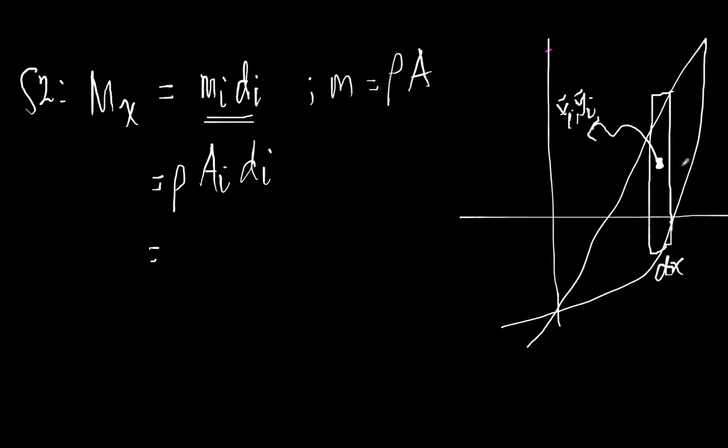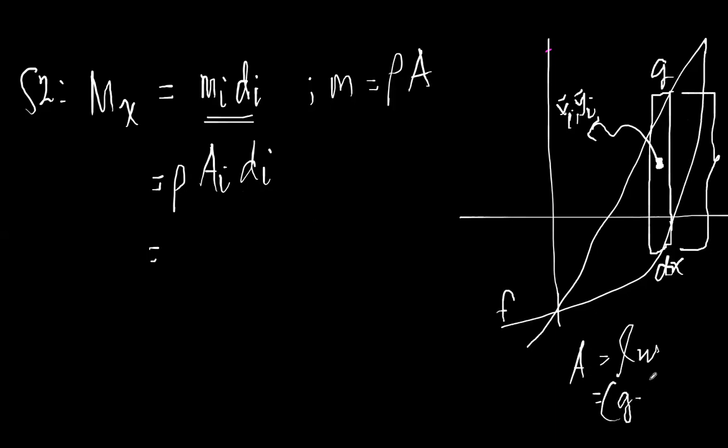All right, so the area of this rectangular representative is just equal to length times width, and we know that the length is just the difference of two functions. This is our g and this is our f. So this is g minus f times the width, which is dx. So that's rho g minus f dx, and our d sub i, or the distance from the x-axis.